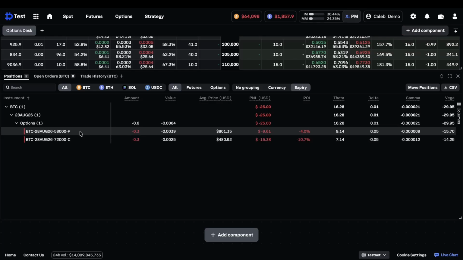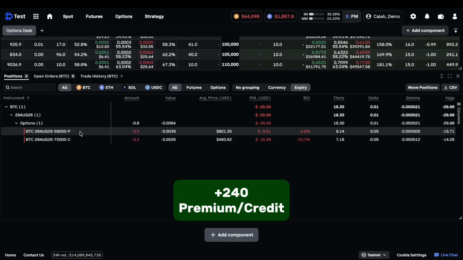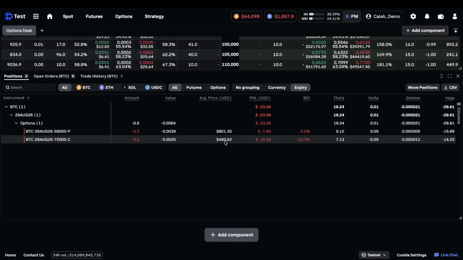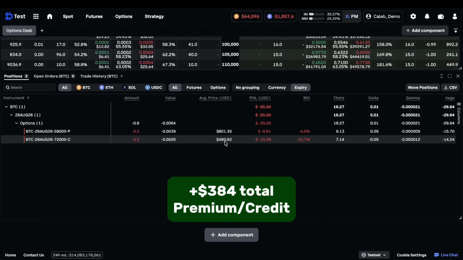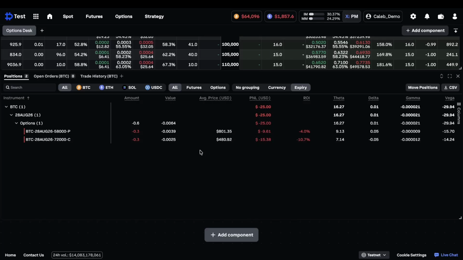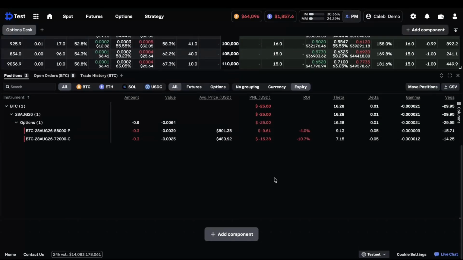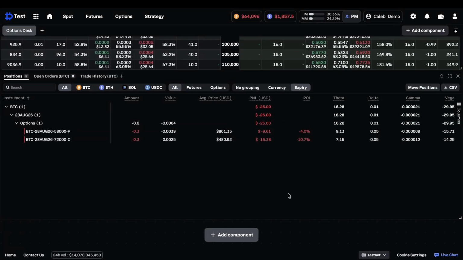So this basically means, if I do 0.3 times 800, I received $240. So if you take $240 plus the $144 that I received here, the total amount of profit that I stand to make is $384. So what does that mean? That means if the market stays exactly where it is right now in the next 30 days, in the next 34 days, I stand to profit the entire $384.